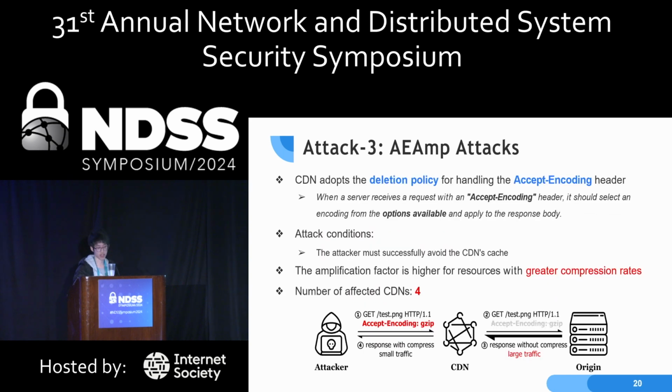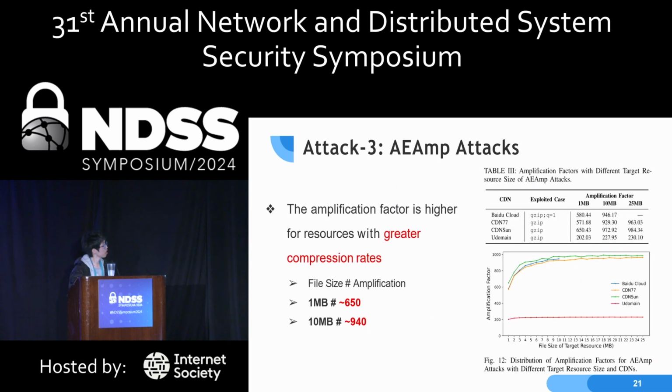The third attack is the AAMP attack. Some CDNs will remove the Accept-Encoding header when forwarding the request. This header indicates in what format the CDN responds with the target resource. Unlike the other 2 attacks, the higher the compression, the greater the amplification factor of the attack. So for a common file, the factor can be 940.